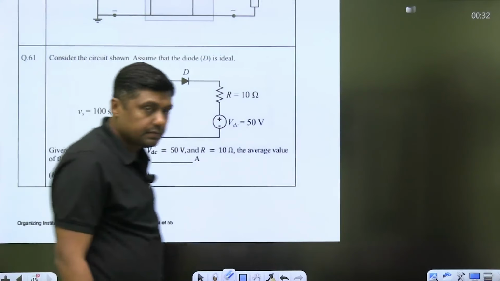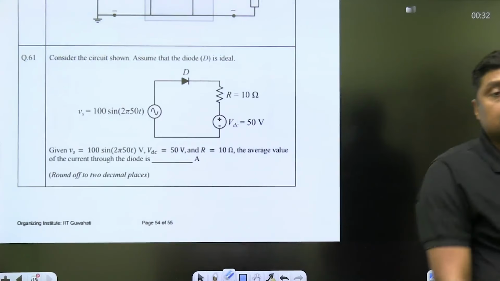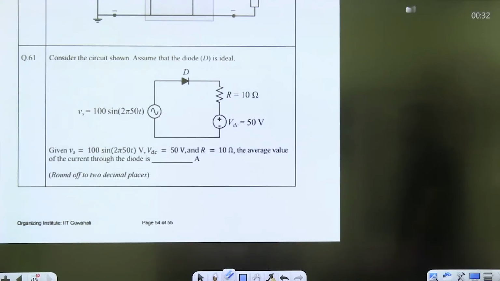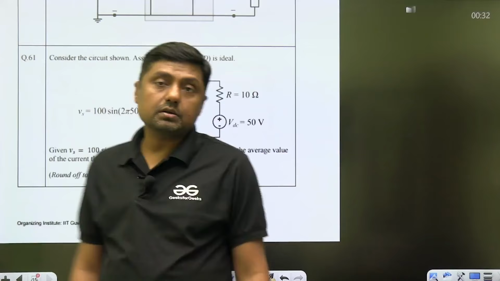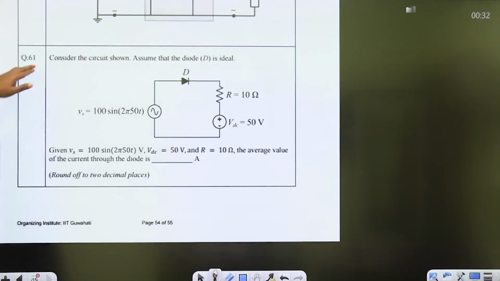Next question is, consider the circuit shown. Assume that the diode D is ideal. Again, similar type of question already we have solved. Okay, no problem. Consider 16.67, that is the answer for previous question. Consider the circuit shown. Assume that the diode D is ideal.